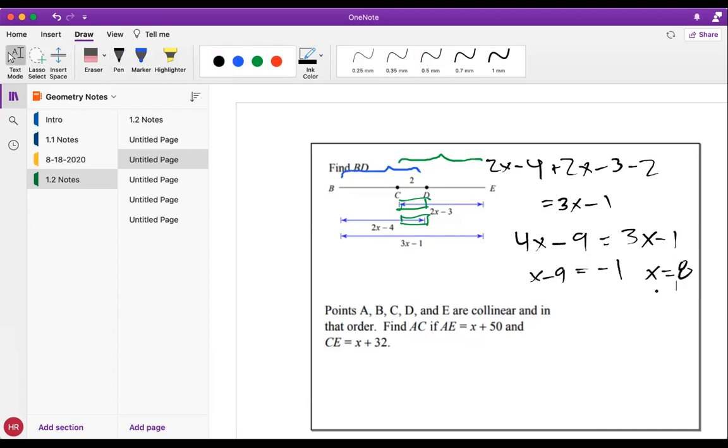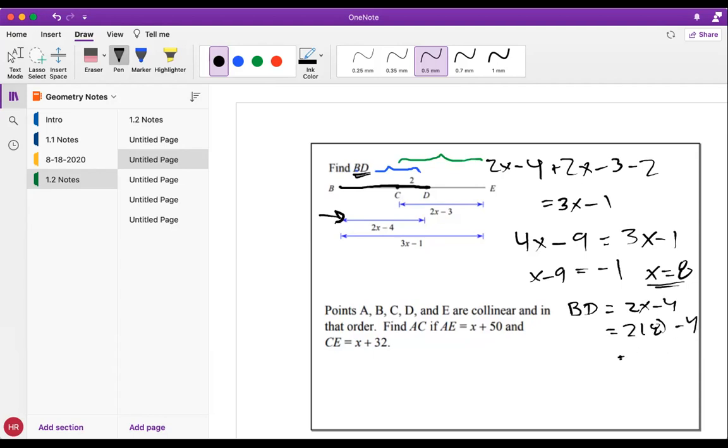And it's tempting to stop here, but if we go back and look at the question, it doesn't say to find x. It says to find BD. BD is the distance from here to here. And that's the same as this one, same as 2x minus 4. So BD is 2x minus 4. And if x is 8, then it's 2 times 8 minus 4, which is 12.